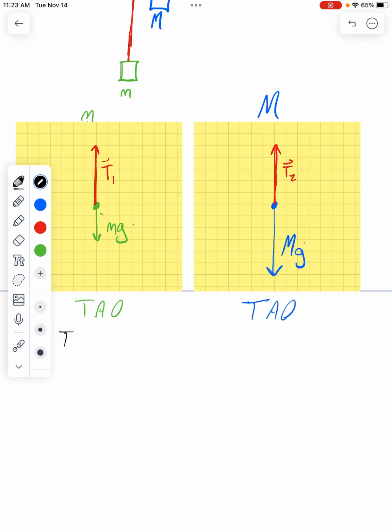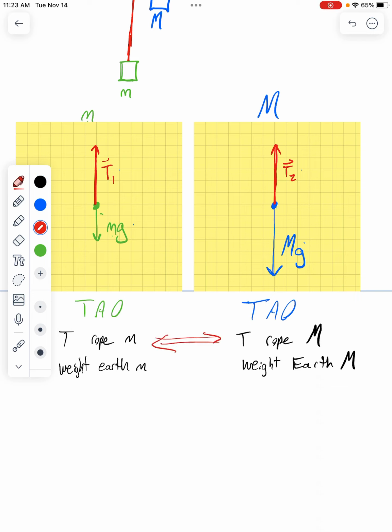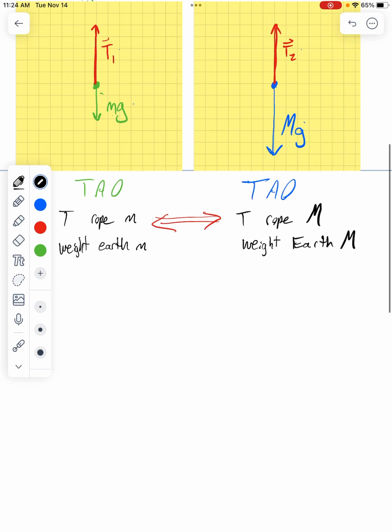So we have tension by the rope on mass little m, and we have weight by the earth on mass little m, and the same things over here, right? We have tension by rope on mass big M, and weight by earth on mass big M. And our observation is that we have the same rope for those two, so those two tensions must be the same.